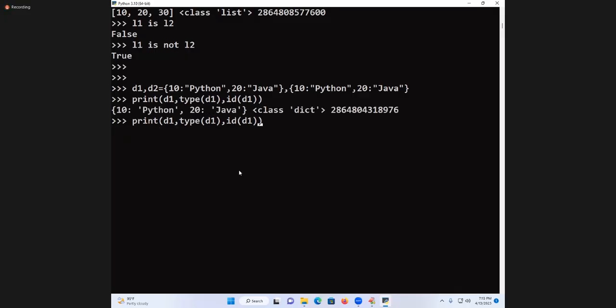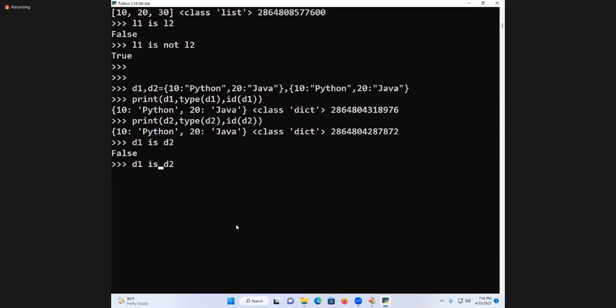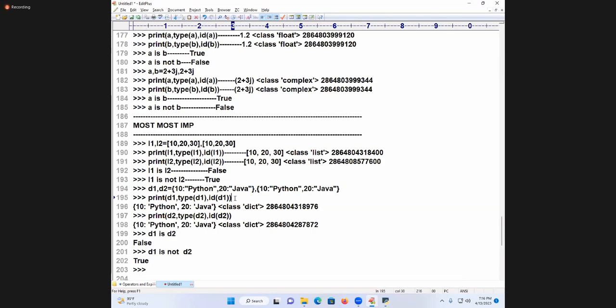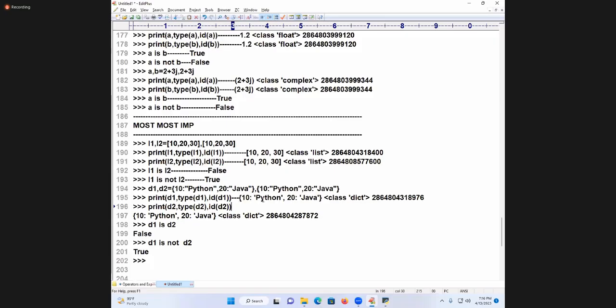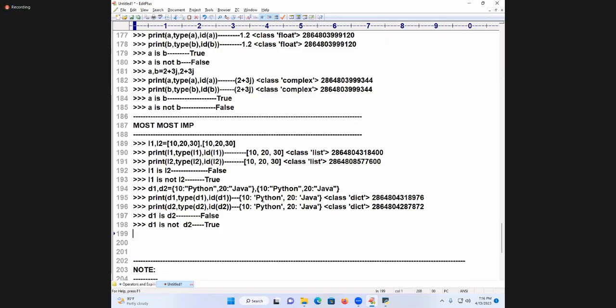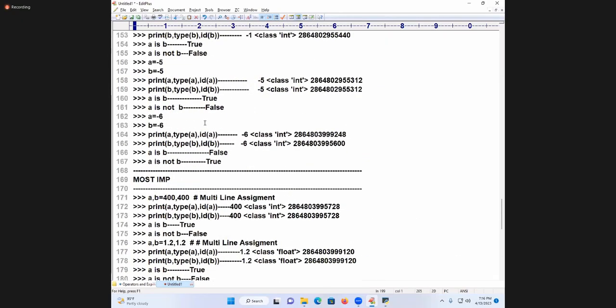Same address or different address? Different address. Even if I write separate lines, a different address will be coming. After going home, if you practice very well, of course, I will write D1 is D2, D1 is not D2. Following me? This is related to two dictionaries, multi-line assignment. This is the most important point.